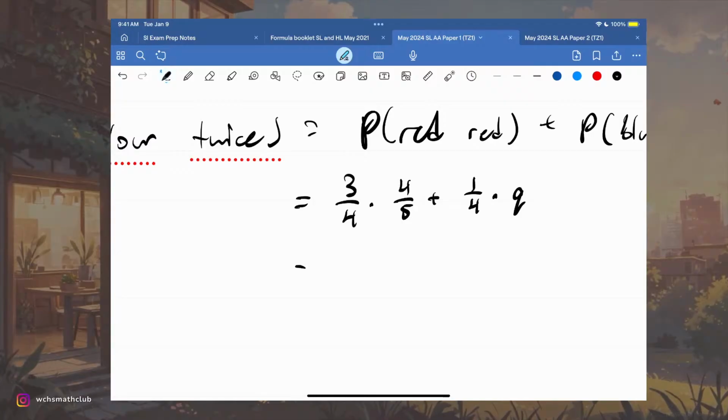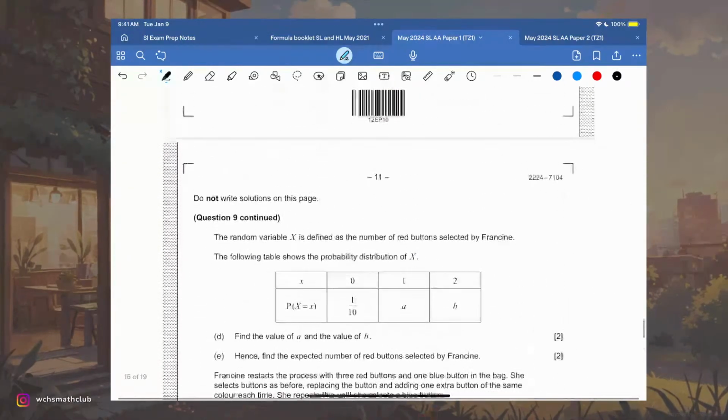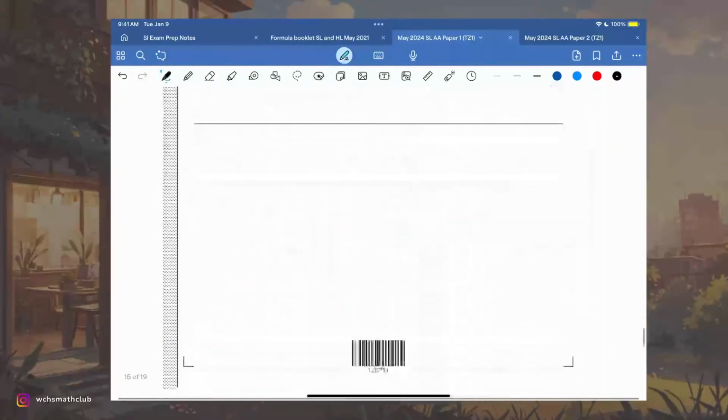Great, so now we can simplify this a little bit down. So this is going to be 3/5 plus q/4 equals the probability that they give us, which is 7 out of 10.